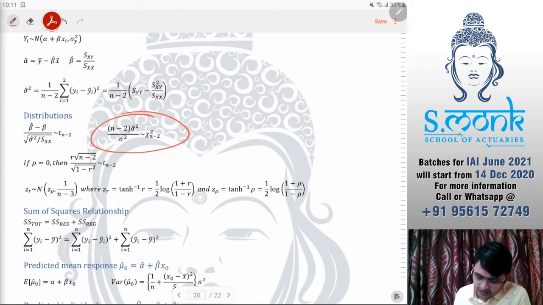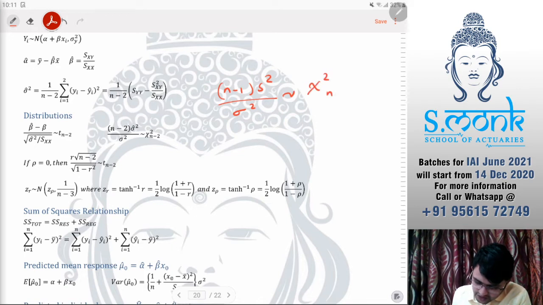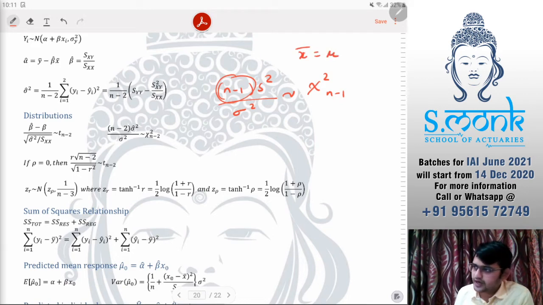Okay. Just because here we have studied such formulas, n minus 1 s square by sigma square follows chi square n minus 1. Here we had degree of freedom n minus 1 because we assume that our mean, our x bar is equal to our mean mu. That is why we have one less degree of freedom.